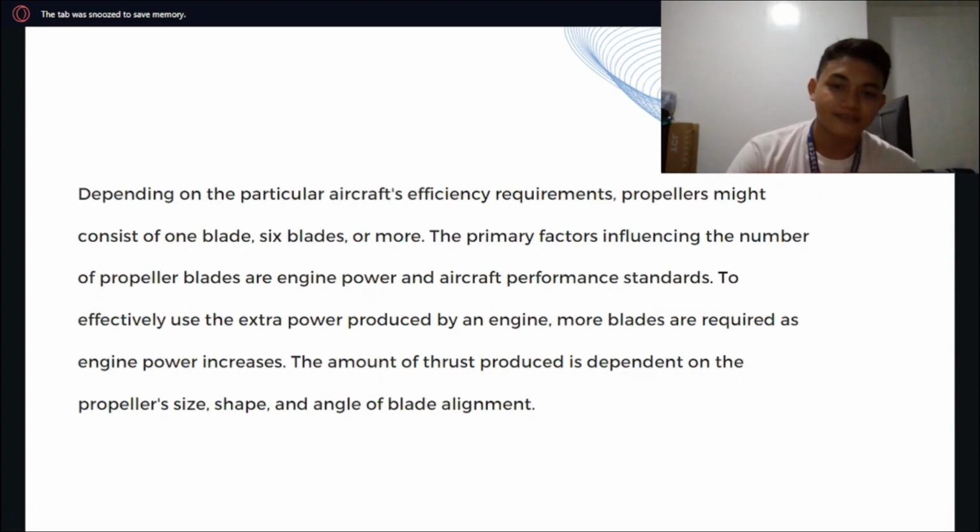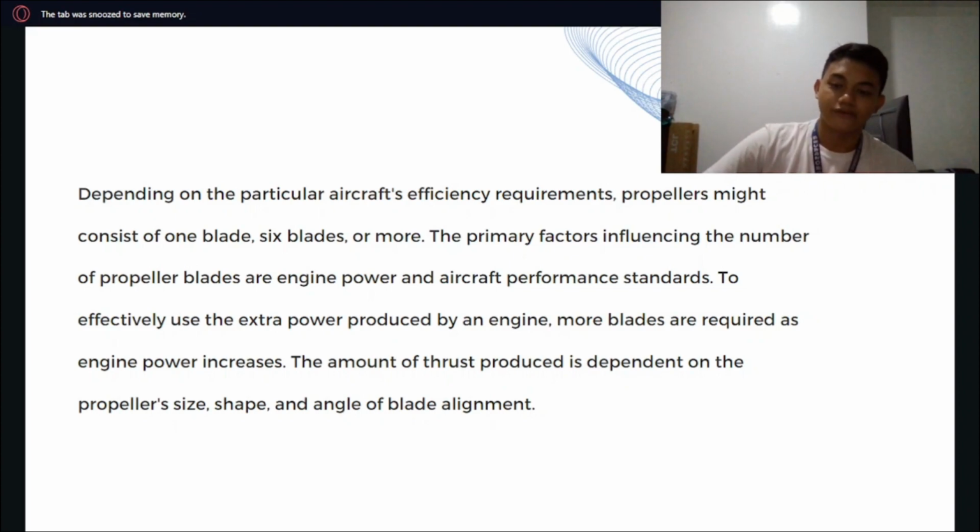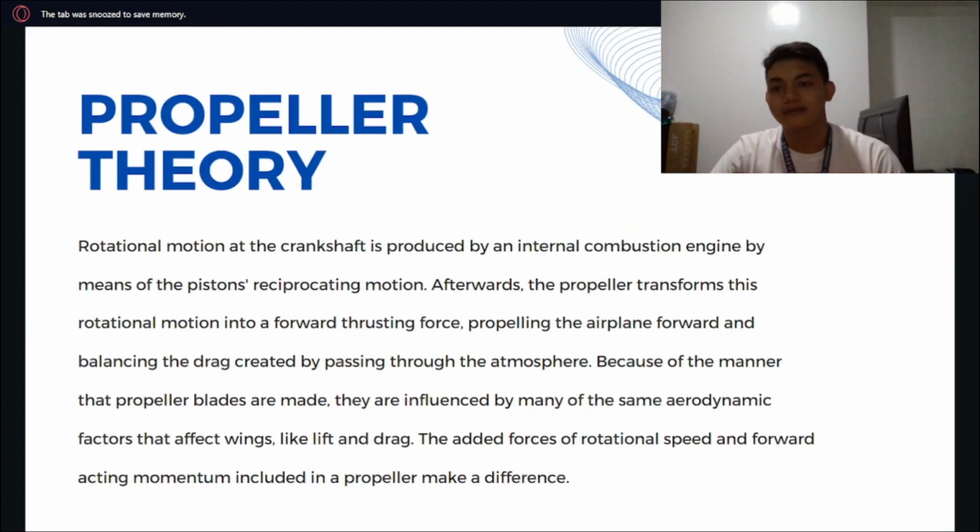Depending on the particular aircraft's efficiency requirements, propellers might consist of one blade, six blades, or even more. The primary factors influencing the number of propeller blades are engine power and aircraft performance standards. To effectively use the extra power produced by the engine, more blades are required as engine power increases. The amount of thrust produced is dependent on the propeller size, shape, and angle of the blade alignment.